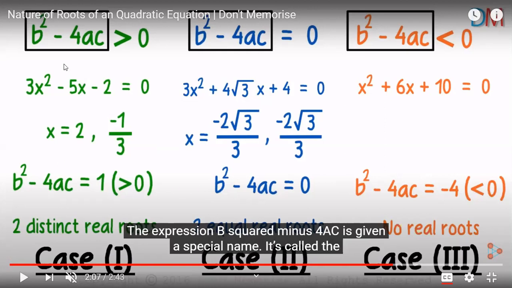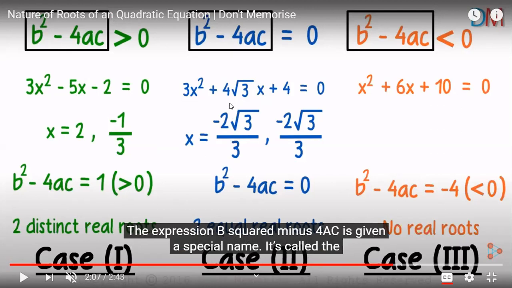In the earlier example, if we find the value of b square minus 4ac, b is minus 5, and minus 5 square is 25, and 4 multiplied by 3 multiplied by 2 is 24. 25 minus 24 equals 1. 1 is greater than 0.